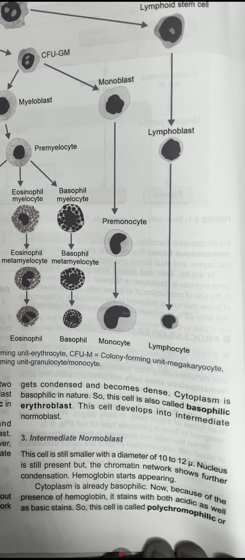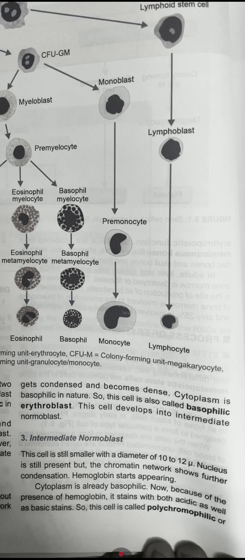Now the third stage, intermediate normoblast. The cell is still smaller, with a diameter of 10 to 12 micron. The cell first started with 20 micron, then in the next stage it got 15 micron, and in the third stage it became 10 to 12 micron. The cell is getting smaller.